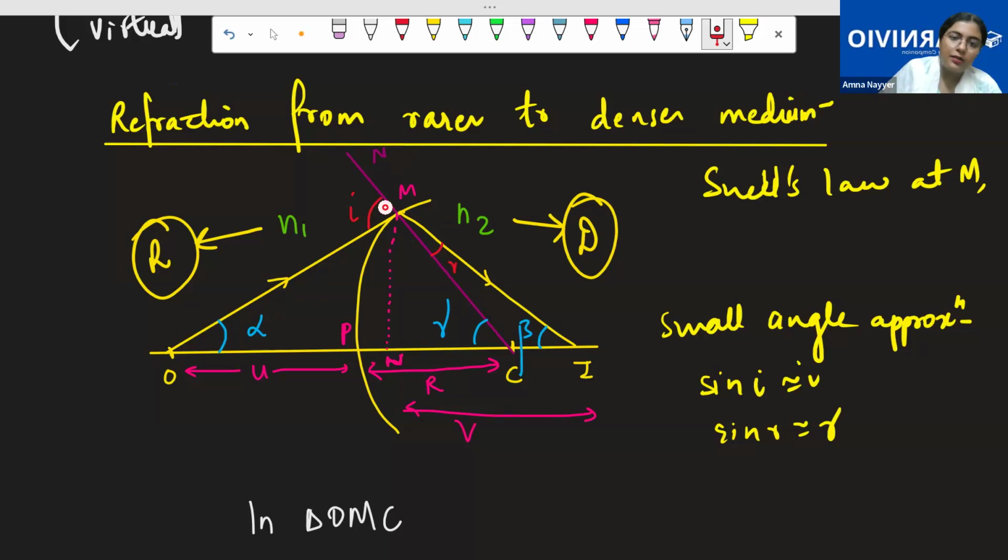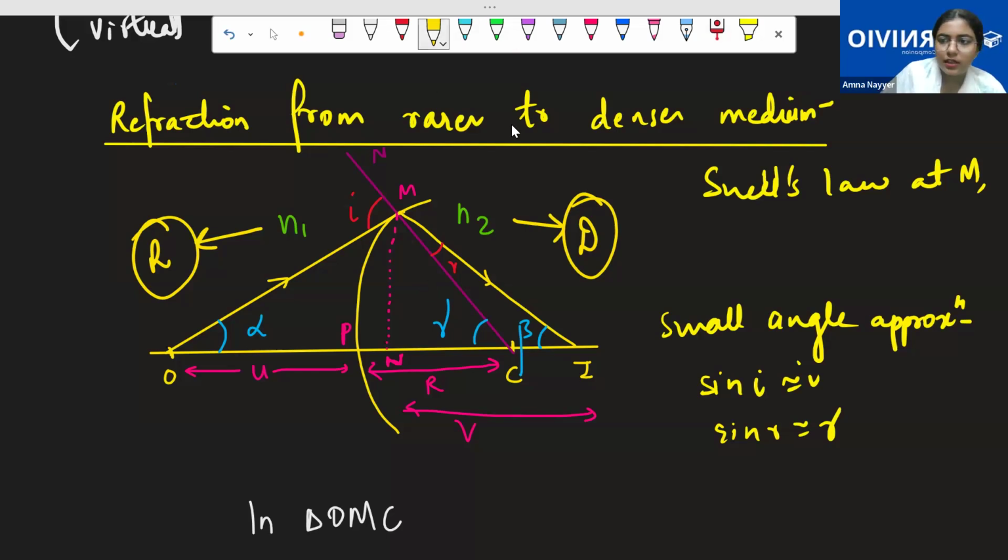Now this angle is put as alpha, this angle is put as beta, and this is given as gamma. These are random values we have taken because these angles will be needed in order to derive the formula.